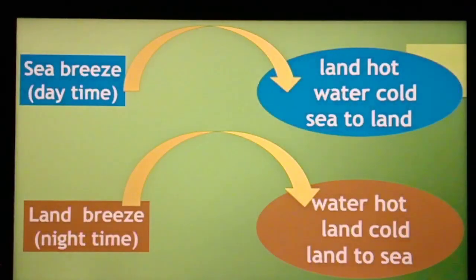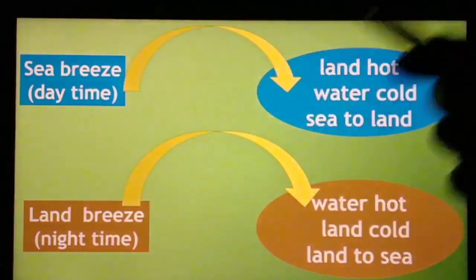Now, taking the example of convection, we can also see the sea breeze and the land breeze. In the daytime, in the coastal areas, the land gets hot, whereas the water takes time to get hot. So the water stays cooler. The hot air from the land rises up and the cold air from the sea moves towards the land. In this way, the breeze moves from sea to land, so it's called a sea breeze.